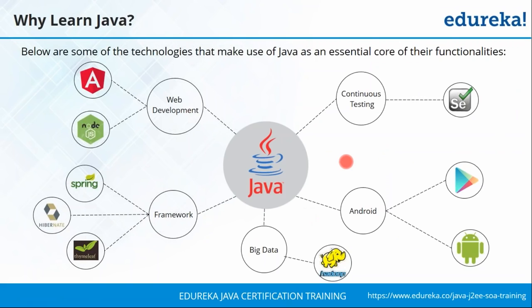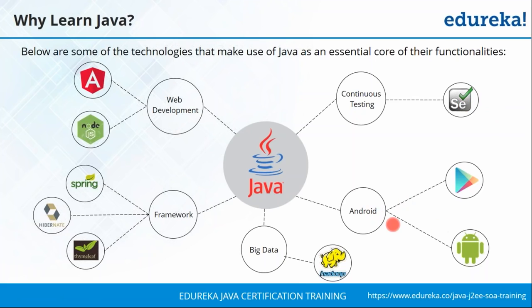Here are some of the technologies that make use of Java extensively. So let's start off with the continuous testing field. When we talk about the continuous testing field, this basically means your automation testing. Now, this is something that you would have heard quite often. And in the automation testing field, Selenium is presently one of the most widely used tools. So Selenium extensively makes use of Java as part of their core programs. So you're going to be writing a lot of code in Java as part of your Selenium.